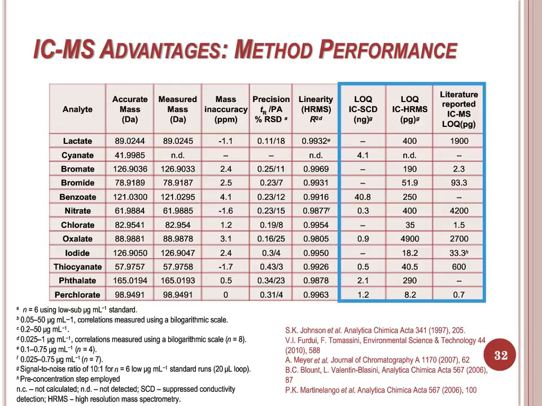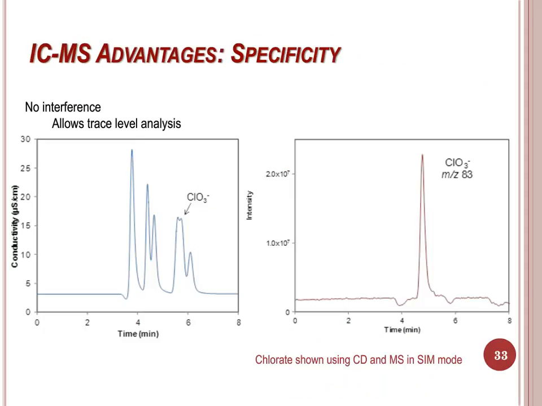The advantage I will mention is in trace detection in a complex matrix. This slide uses chlorate in a mixture as an example to emphasize the attraction in employing selected ion monitoring over non-specific options such as conductivity in order to limit interferences and avoid false positives.